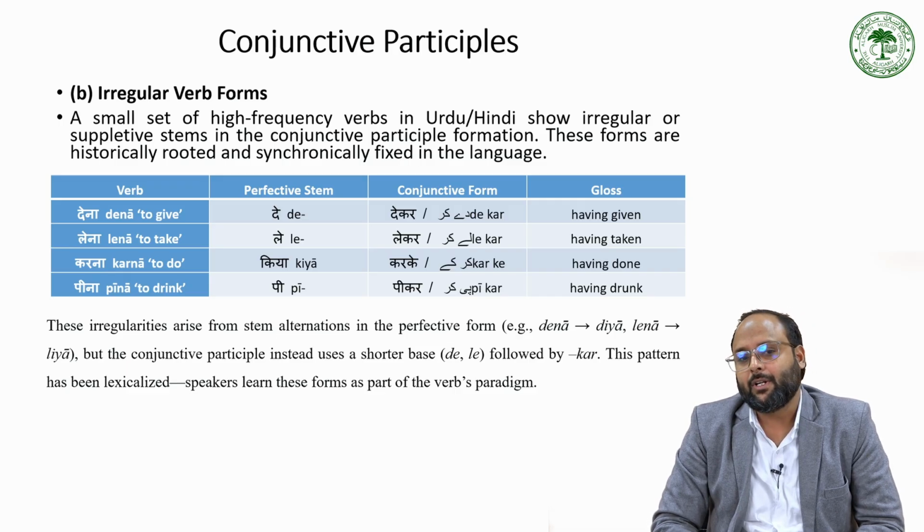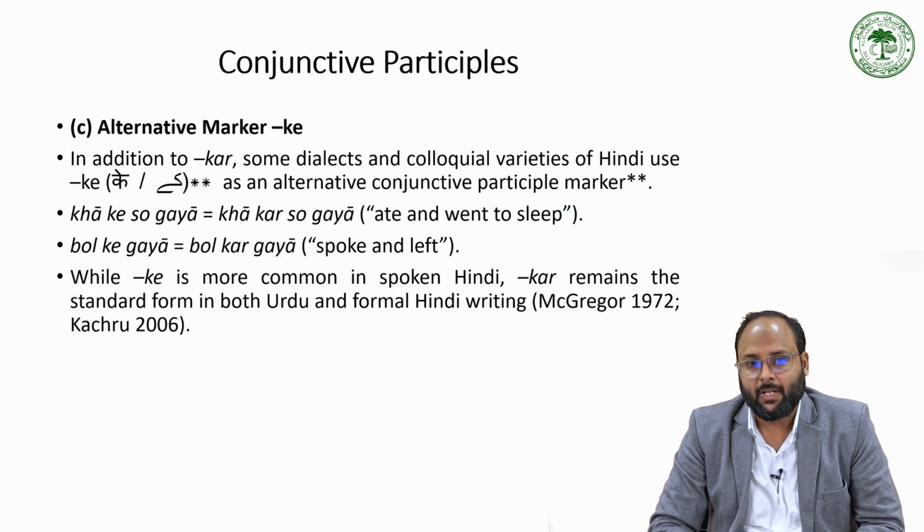These irregularities arise from the same alternation in the perfective form, like dena into diya, lena into liya. But the conjunctive participle, instead of using that, uses le followed by kar. This pattern has been lexicalized. Speakers learn these forms as part of the verb paradigm.